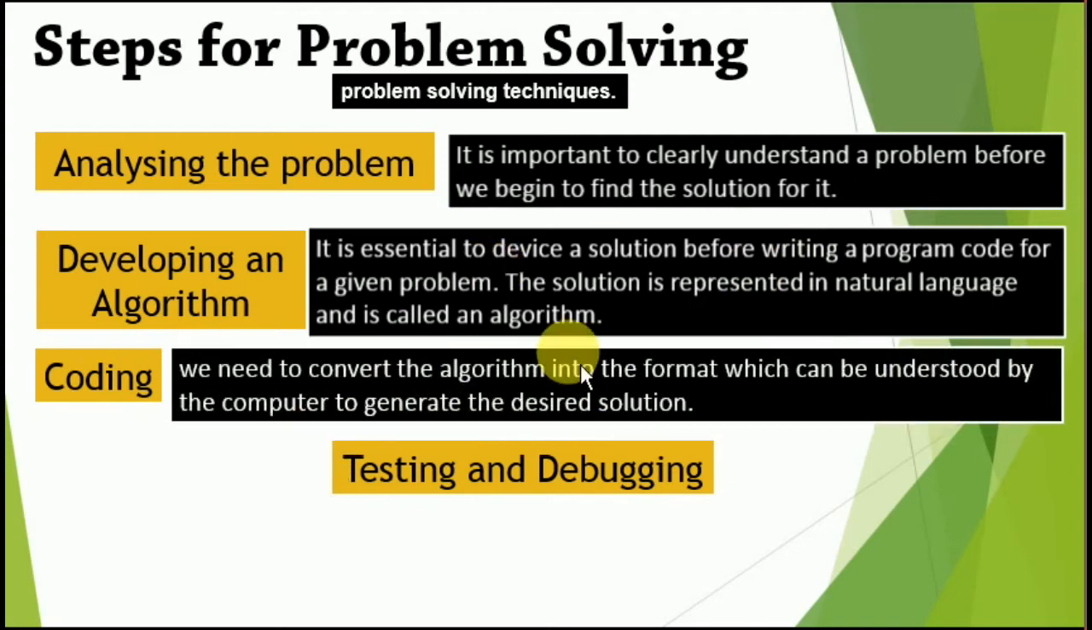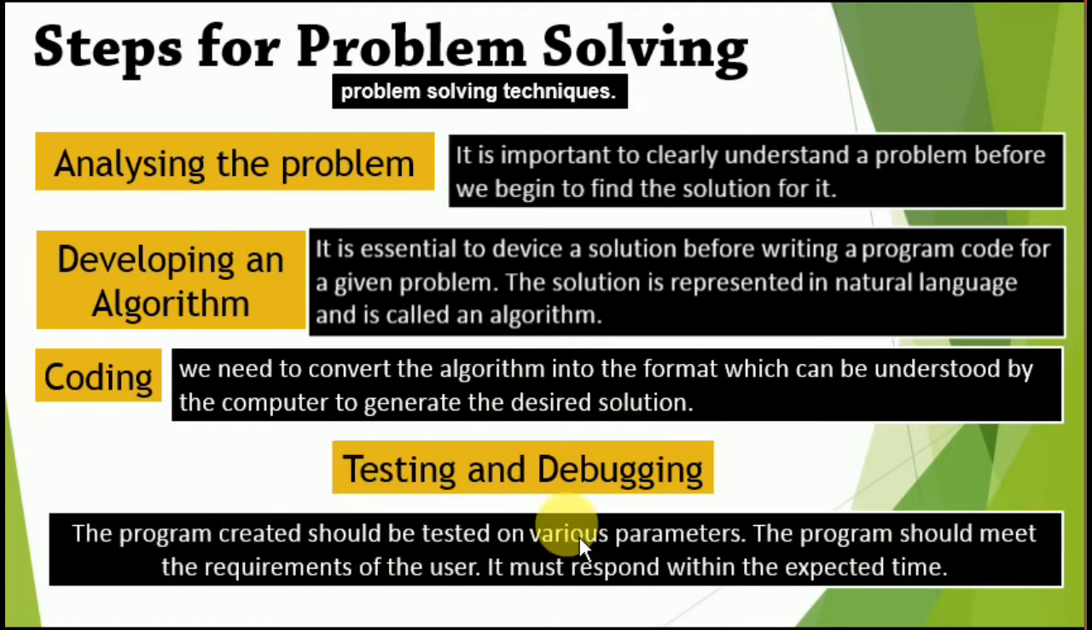Then after the algorithm is done, we need to convert that algorithm to programming code, and when the coding has been finished, the last thing is that we need to test it. Debug means if there are any errors in there, we have to remove those errors and again update it.